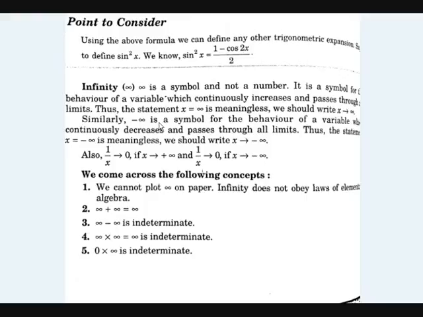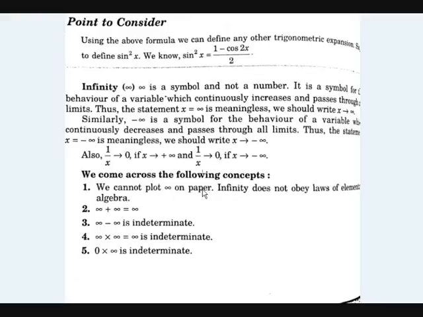Similarly, minus infinity is also a symbol. It continuously decreases and passes through all limits. x is equal to minus infinity is meaningless. We should write x tends to minus infinity. And another thing is if x tends to infinity, then 1 by x tends to 0. And if x tends to minus infinity, then also 1 by x tends to 0. Okay, now we have some following concepts based on infinity.